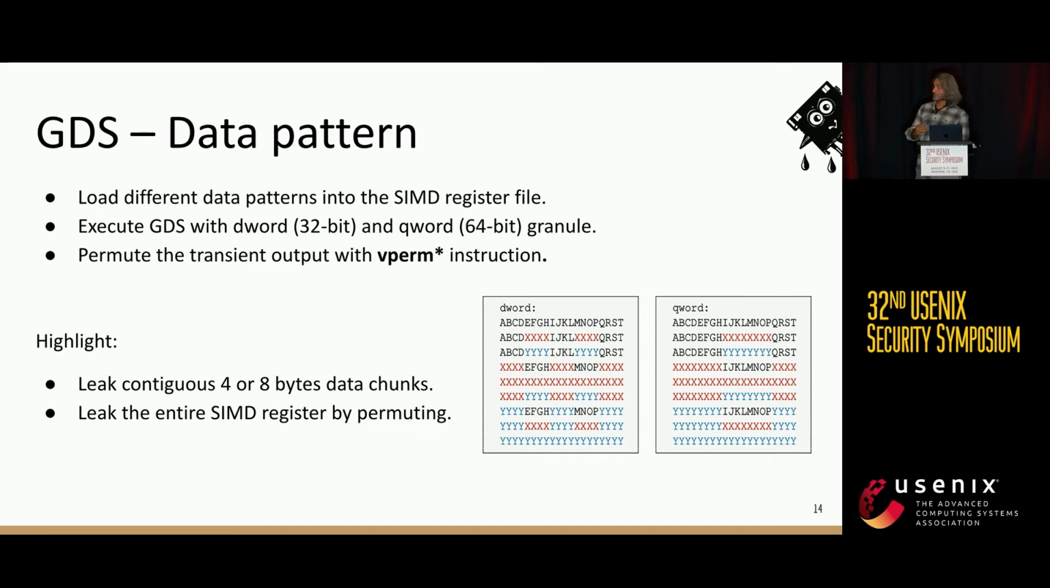But ultimately, we can leak an entire SIMD register because we can use the vperm instruction to permute the output of that leakage every time. So every time we execute gather, we can target a different part of that register.